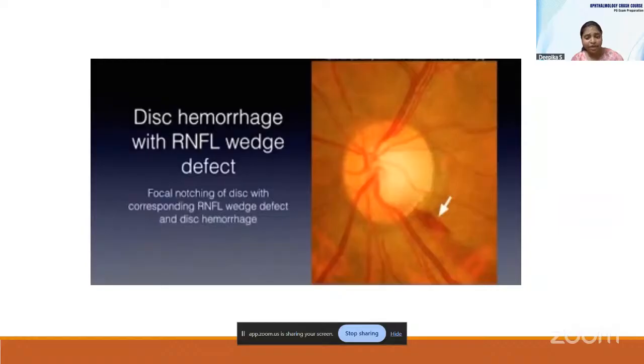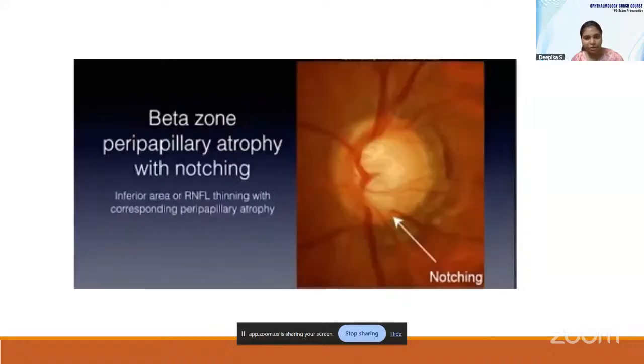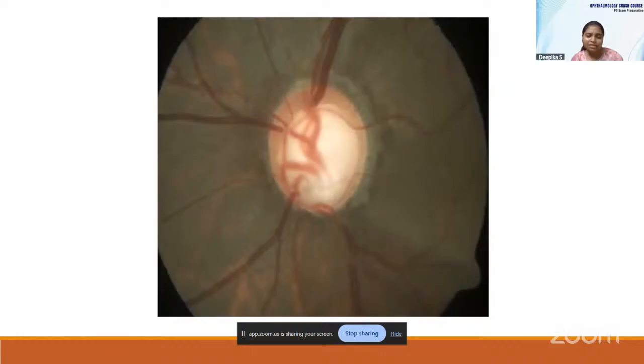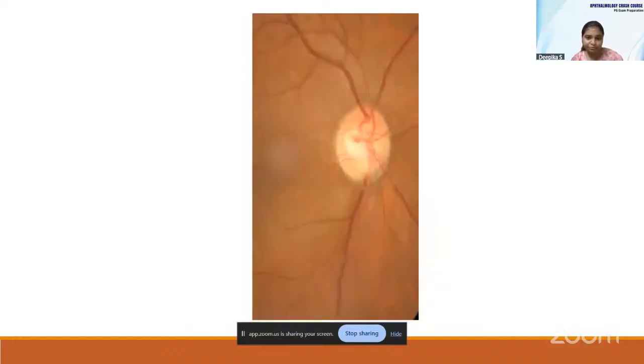Here we see a disc hemorrhage in the inferotemporal quadrant with a focal notching and corresponding nerve fiber layer defect. Here we can see a lot of peripapillary changes with the corresponding inferior notching. This is again a large disc with a large cup and the fields are normal, neuroretinal rim is perfectly healthy. This is an average to large size disc with an inferior thinning. We can also see a corresponding nerve fiber layer defect.